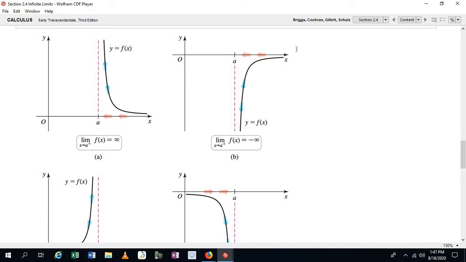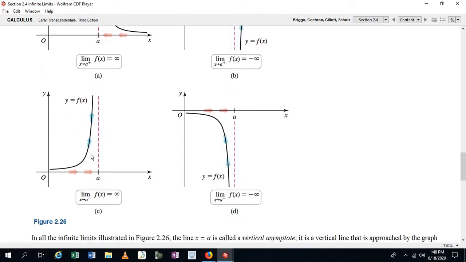But it's also possible, let's say you approach a from the positive side of a, but the y value just heads towards negative infinity. Then you would notate it like this: as x approaches a from the positive side of a, the limit of f of x is negative infinity. Both of these are one-sided limits that are infinite limits.